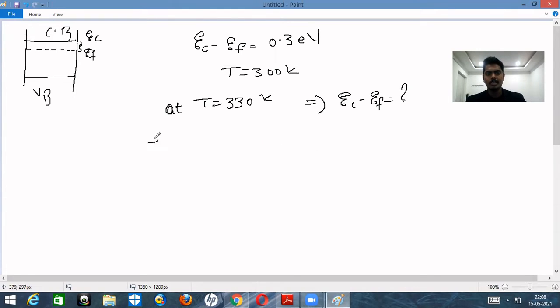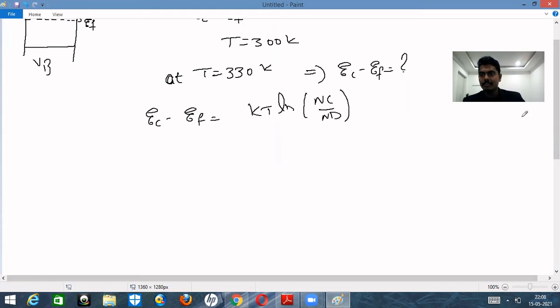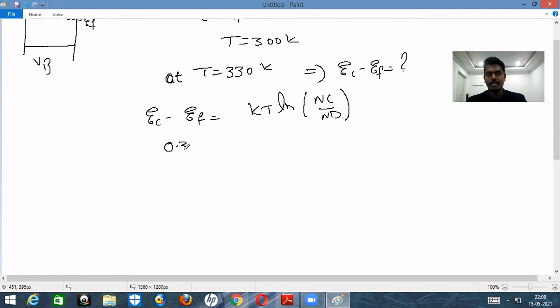We already know that EC minus EF is equal to KT into ln of NC upon ND, isn't it? So EC minus EF at T equal to 300 Kelvin is 0.3 electron volt. Substitute: 0.3 is equal to K into the temperature, 300, into ln of NC upon ND. Let us say this is equation number 1.